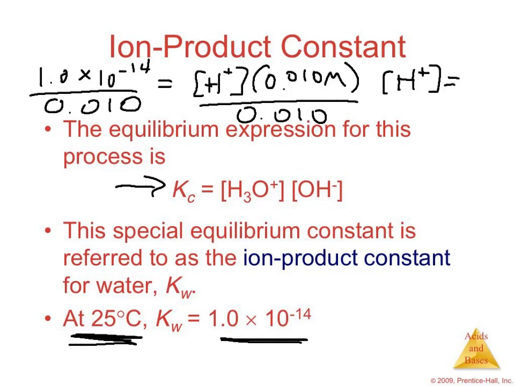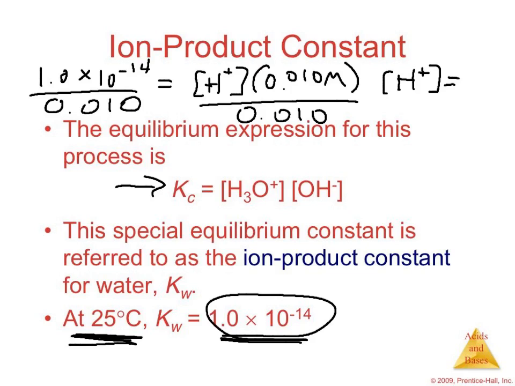Alright? So I guess the difference in this chapter as opposed to the last one is we pretty much always know what the K is going to be. Okay? In the last chapter that wasn't the case. A lot of times we were actually finding the K. But in this one, normally what we're going to be finding is the H plus or the OH minus concentration. We'll usually know the K.